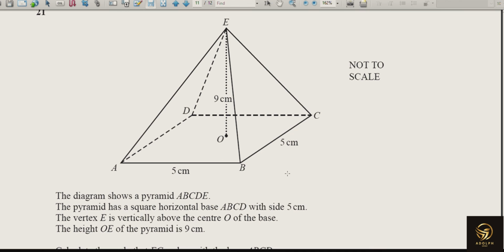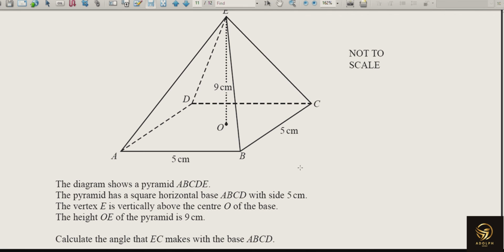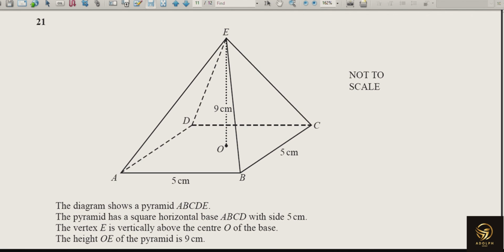Okay, let's do the next. The pyramid is ABCDE, with square base 5 by 5, vertex E, and the pyramid's height is 9. Find the angle that EC makes with the base. Okay, so they are asking us to find this angle. Before that, we should find this hypotenuse, and this angle is what we have to calculate. So we need this length. What we have to do, that is actually the hypotenuse.